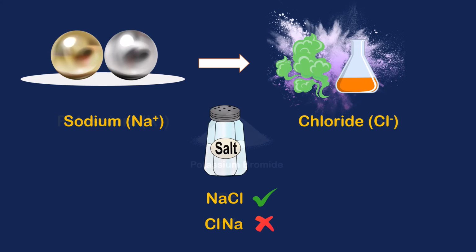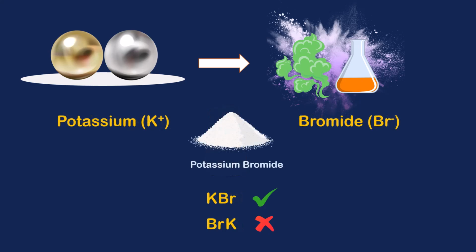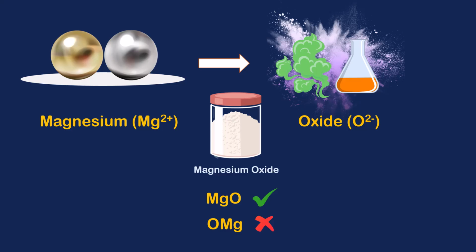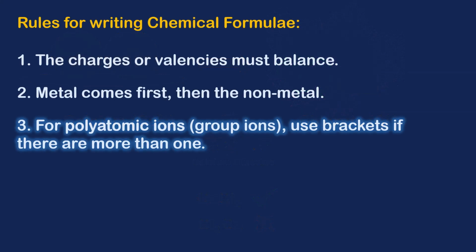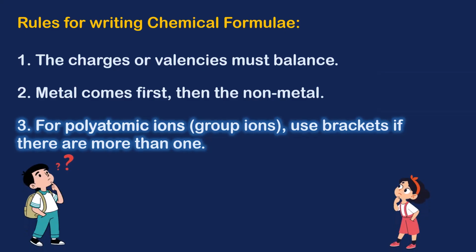For example, potassium bromide is KBr and not BrK, or magnesium oxide is MgO and not OMg, and calcium chloride is CaCl2, not Cl2Ca. Okay, and rule 3. For polyatomic ions or group ions, use brackets if there are more than one. What does that mean? Let's break it down.